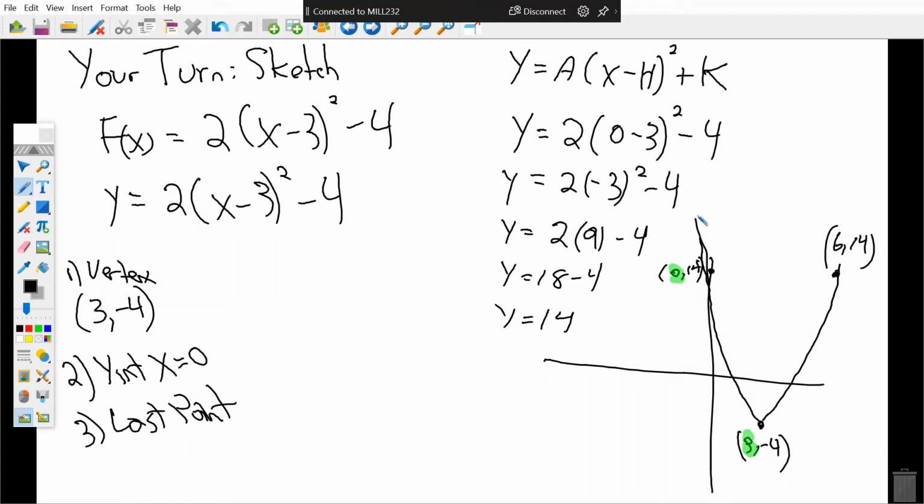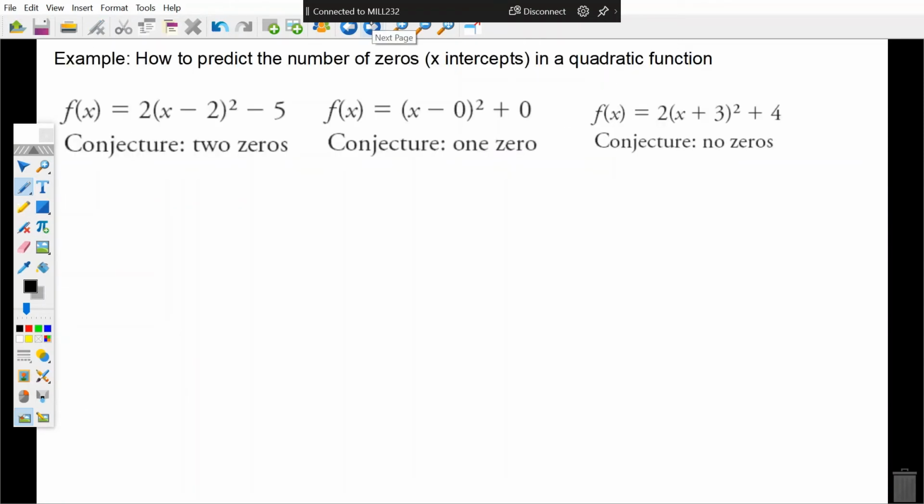7.6 is one of the easier sections of Chapter 7 because you don't have to do any factoring, right? Some of the hard stuff is the factoring in 7.4 and 7.5. But here, the only real work you do is putting the 0 in for x and solving for y. The equation kind of gives you everything else. I believe there's one more. Oh yeah, we gotta talk about this.